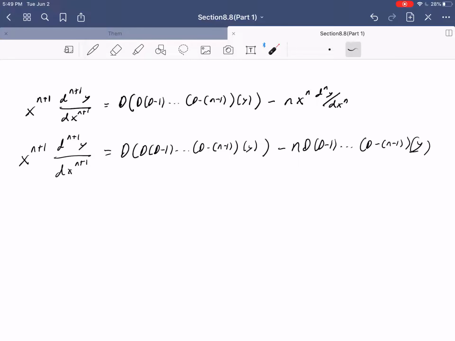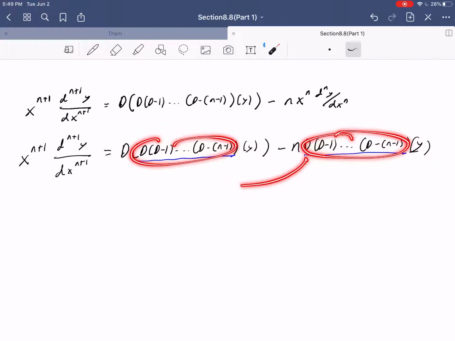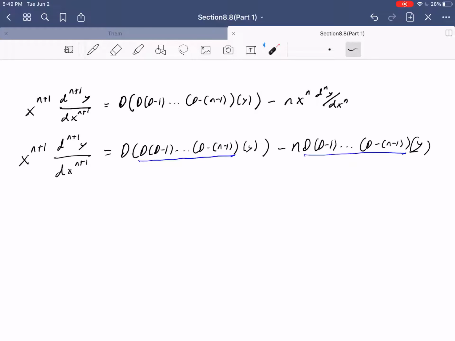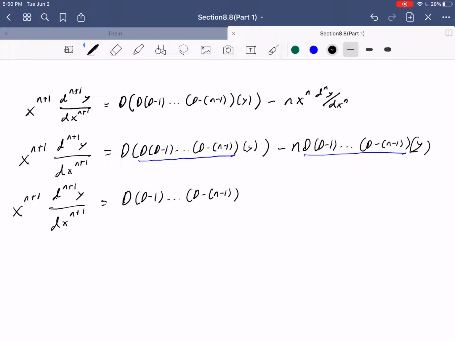Okay, now we're basically there. Notice that this and this right here, those are identical. So this guy and this are identical. So we can factor this out in front. What is that going to leave us then with? D minus n. So if we do that, we get x to the n plus 1, d^(n+1) y, dx^(n+1) is going to be (d minus 1) through (d minus n minus 1). So we factor all that stuff out. What's left then? D minus n. So we get times (d minus n) of y. And what do you know? That's exactly what we wanted to show.